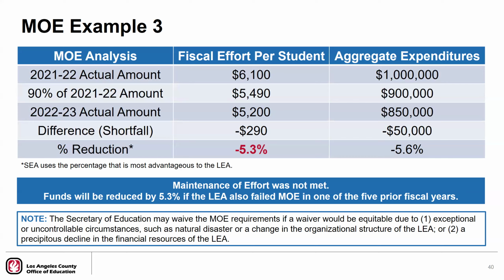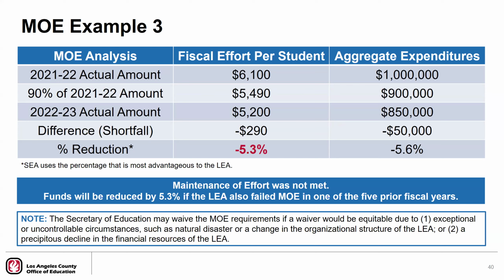And so the state will use the percentage that is the most advantageous to the LEA. So in this example, that would be the 5.3%. So if the LEA also failed to meet the maintenance of effort requirement for one or more of the 5 immediately preceding fiscal years, then the state must reduce the LEA's allocation by 5.3% for all ESSA programs.